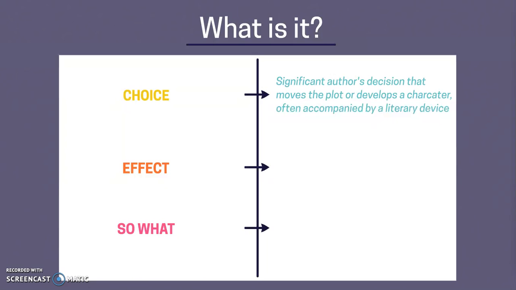So it is a conscious choice or decision by the author. It is something that they included for a specific purpose. The effect is, what response does it elicit? Is it an emotional response? Does it come with a revelation? What does it display about the character or the situation or the setting? Why is it so significant? Why did the author include it?